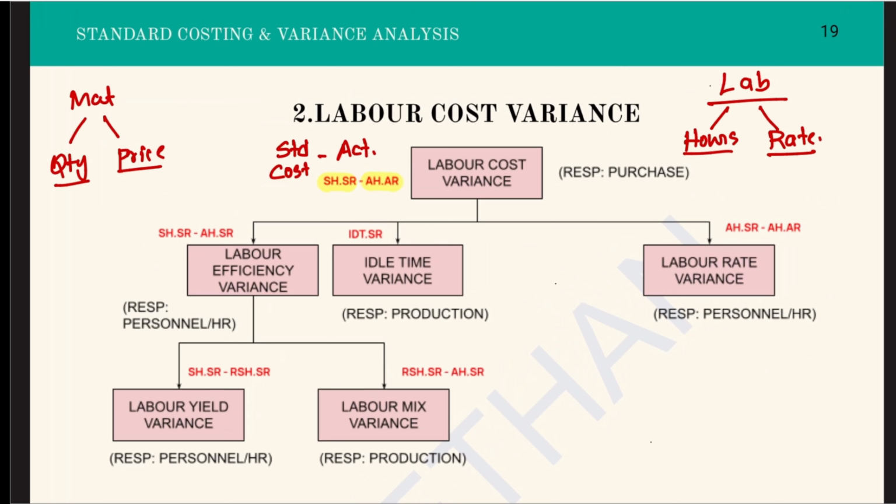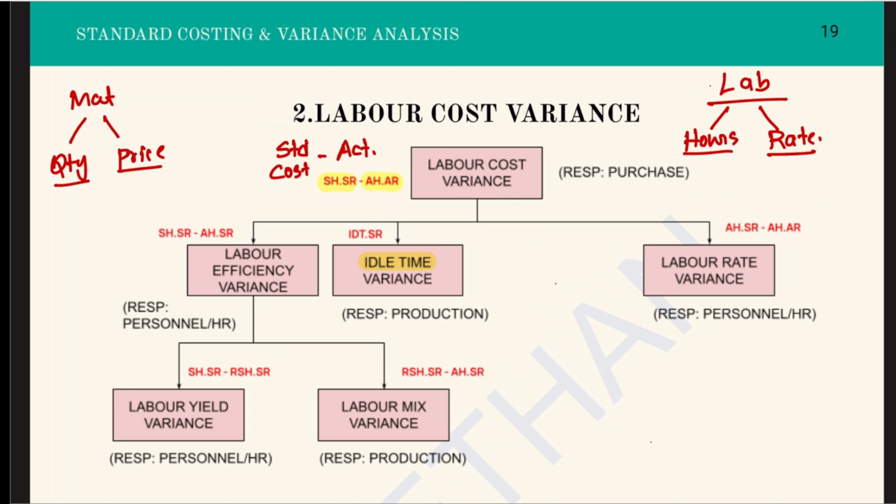If you know material cost variance properly, 60 to 70% of the labor cost variance formulas you can remember. But one change here is idle time variance. There is no concept called idle material. Whether you consume it or you don't consume it, there is no cost to that. But in labor, if there is idle time, I'm not getting any output, but there is a cost to me because I am paying that labor. So this additional sixth variance will come in labor cost variance, called idle time variance.